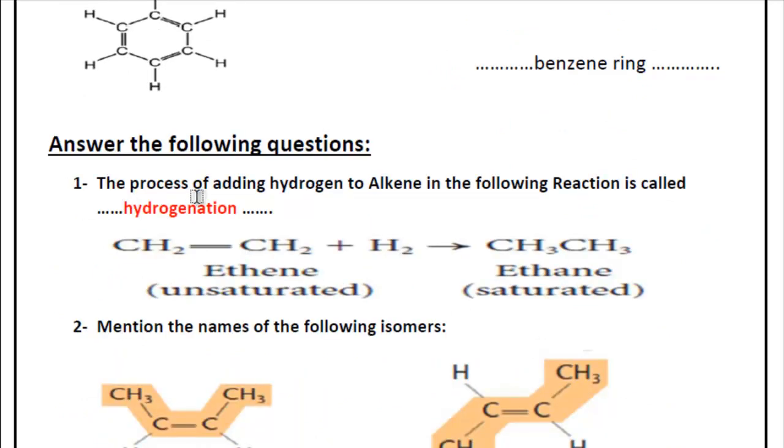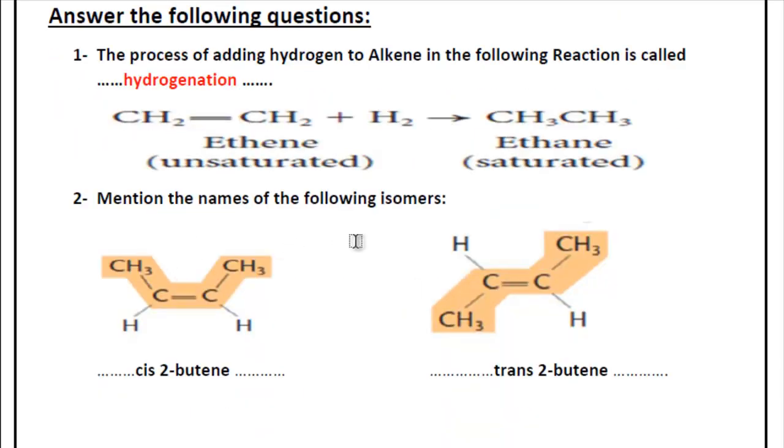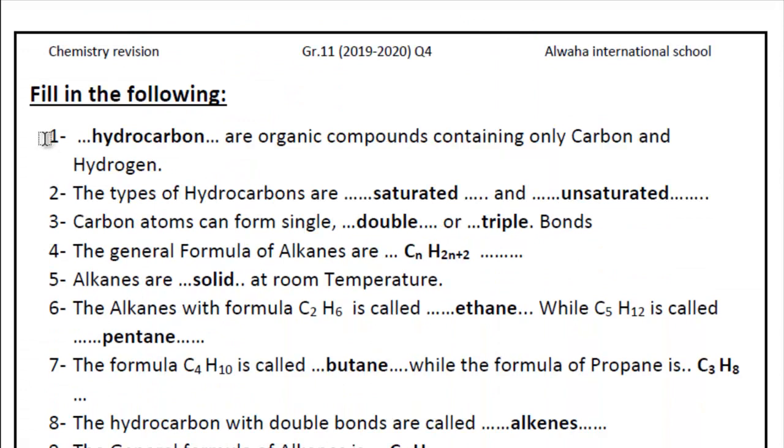After that, the process of adding hydrogen to an alkene is the following reaction. This is called the hydrogenation process, where we add hydrogen to an alkene to convert it to an alkane. Mention the name of the following isomers. We have here 2-butene isomers. This is cis-2-butene because the two methyl groups are on the same side, and this is trans-2-butene because they are on opposite sides. After that, fill in the following.